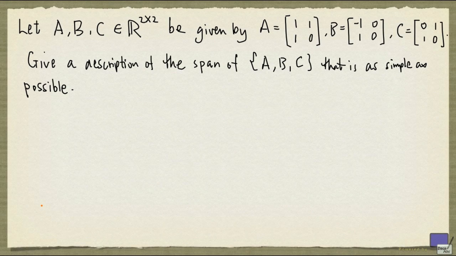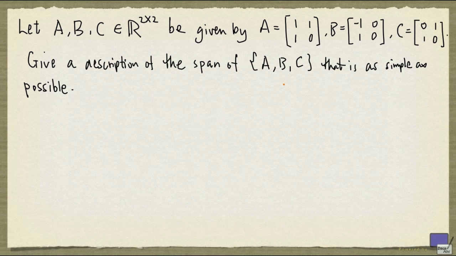Let A, B, and C be 2 by 2 matrices with real entries given by A equals [1, 1; 1, 0], B equals [-1, 0; 1, 0], C equals [0, 1; 1, 0]. We are asked to give a description of the span of these three matrices that is as simple as possible.